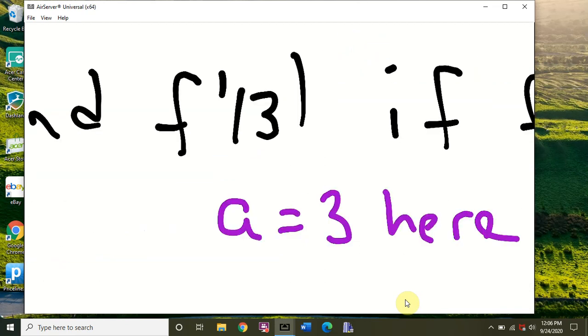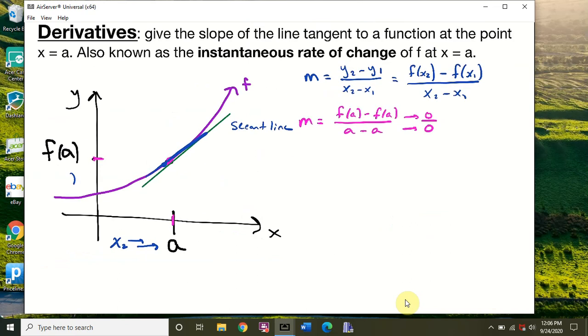Okay, so basically the idea is this: the closer we can bring this point to A, the better job the slope of the secant line will do at approximating the slope of the tangent line, which is the value we want. Well, what are we doing when we're taking this x value and bringing it closer to A? Well, we're just taking the limit, right, as x approaches A.